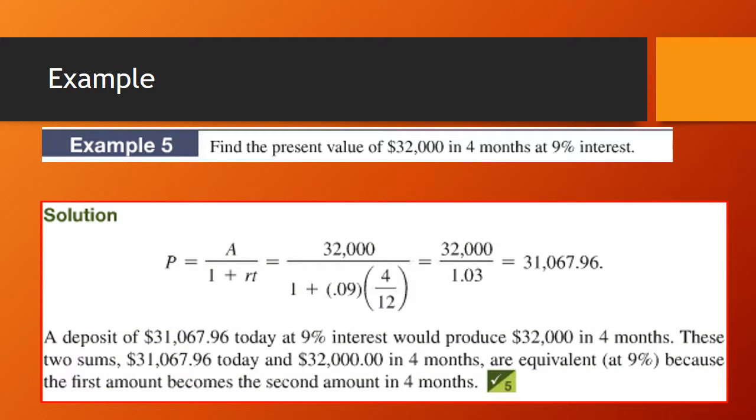Here's our solution. All you have to do is put the numbers into the formula. Remember that 4 months is 4/12 of a year. And when you do that, you find that you have $31,067.96. In other words, if you were to put this amount in an account that pays 9% interest in 4 months, you would have $32,000.